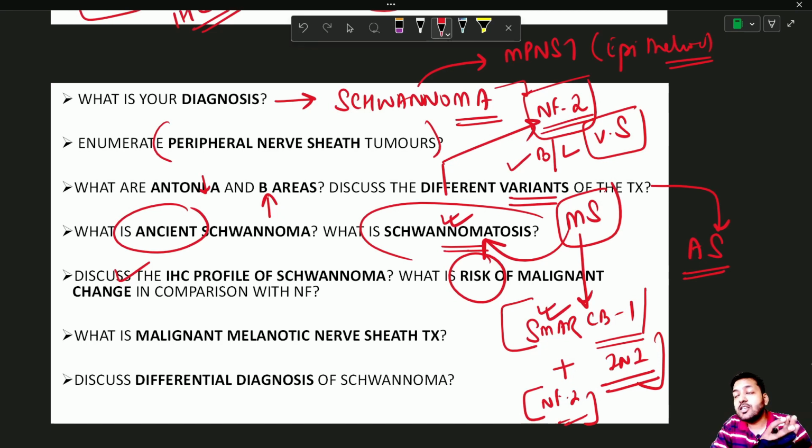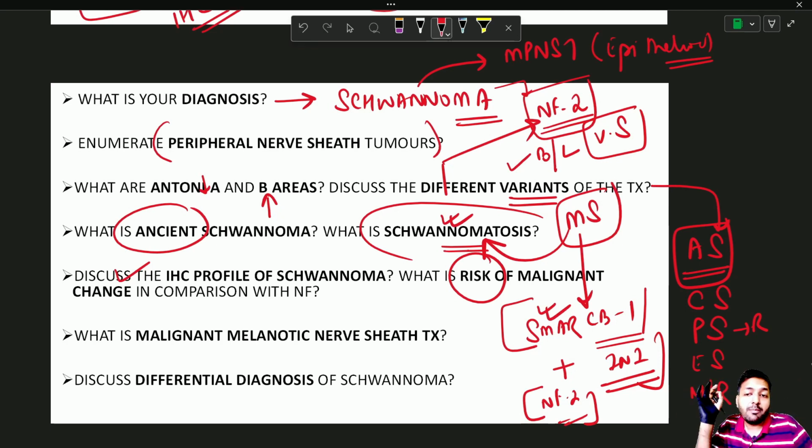Secondly, the nucleus shows hyperchromasia along with clumping of the chromatin. This is basically diagnostic of ancient schwannoma. Apart from that, we have cellular schwannoma. We have a plexiform variety of schwannoma, which is quite rare. We also have the epithelioid variety of schwannoma, and lastly but not the least, we have the microcystic or reticular variety of schwannoma.